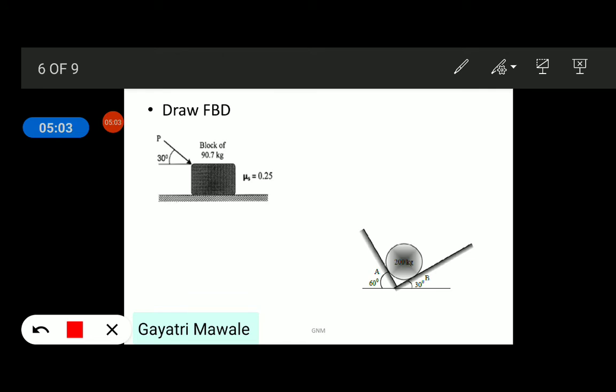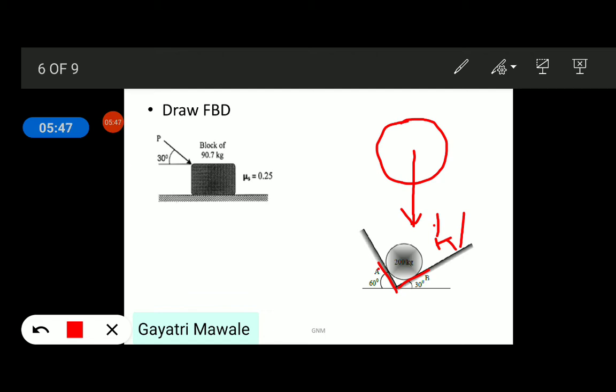Firstly, make the sphere free from its surrounding, free from its support. Now this sphere is supported by two inclined surfaces. I will name the first contact surface A and the other contact surface B. Show its weight vertically downward from its center. This is weight of the sphere W. Mass of this sphere is given 200 kg. So weight will be 200 into 9.81 Newton.